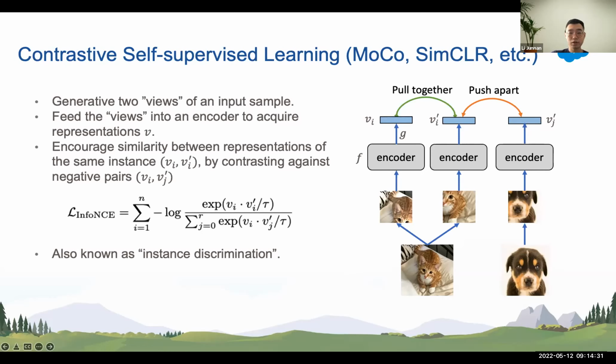For example, as shown here, we have the same image and their embeddings are put closer, but for different images, their embeddings are pushed away. And this task is also known as the instance discrimination task.